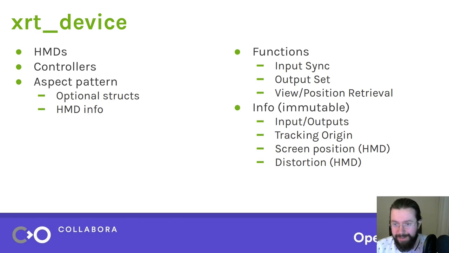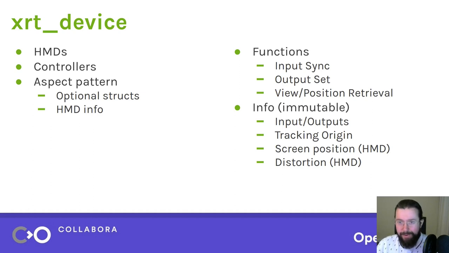When it comes to functions that are exposed on the struct or the object, we have input sync, output settings, so you can activate the rumble features on the controllers. And we also can call into and get the view and positional positions. They are functions and not fields that we read from it, because we need to be able to give in a timestamp that the application wants to use, because they want to do predictions. So they're basically asking for a timestamp in the future, and so then we can do prediction inside of the device driver.